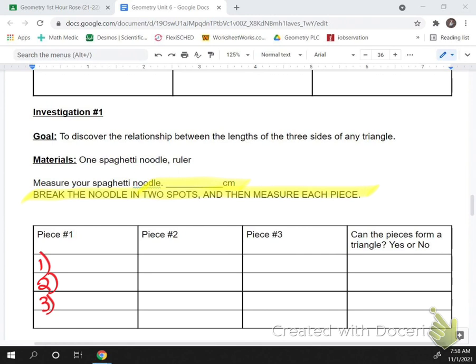Some of you have 4, some of you have 3, but you're going to write it down. And then I want you to answer this key question. From the pieces that you made, can you make a triangle? And we're going to look at that, okay? Do not break all your noodles the same, okay?